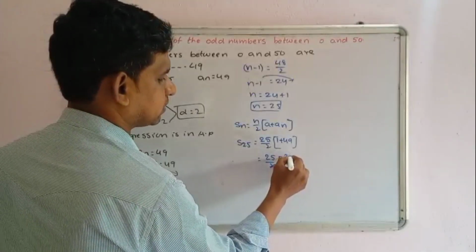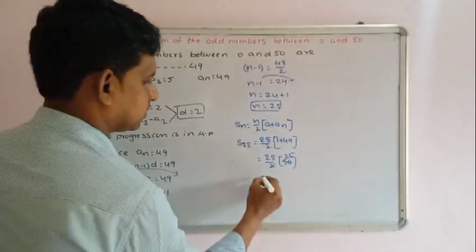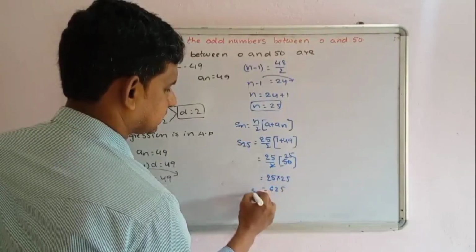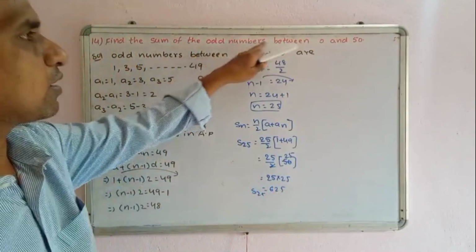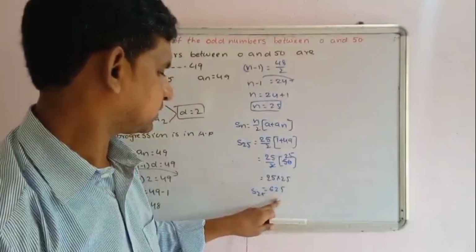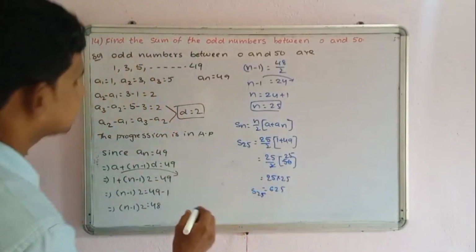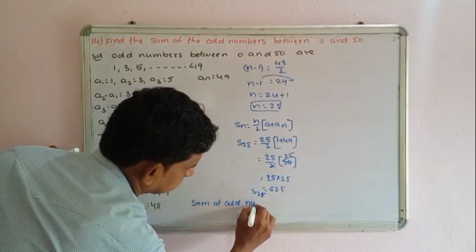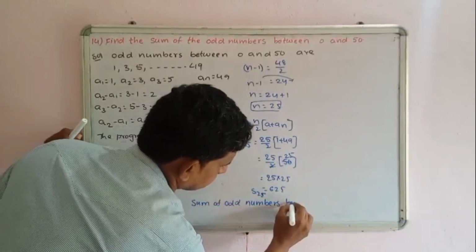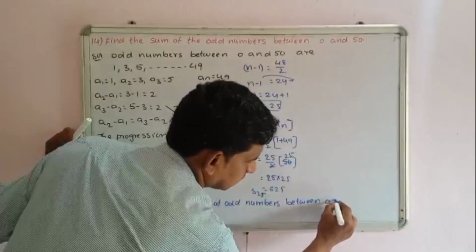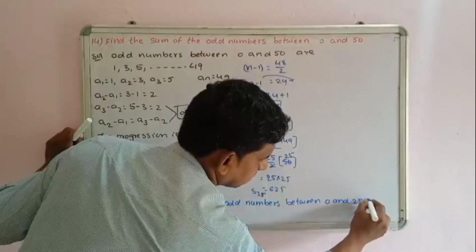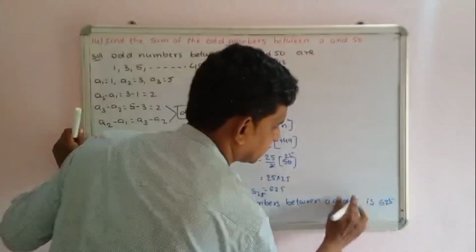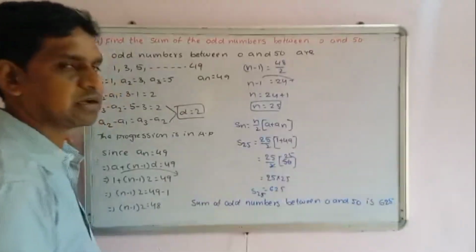So 2, how many times? 25 times. So 25 times 25, that is 625. Yes. That means the sum of odd numbers between 0 and 50 is 625. Therefore, the sum of odd numbers between 0 and 50 is 625.